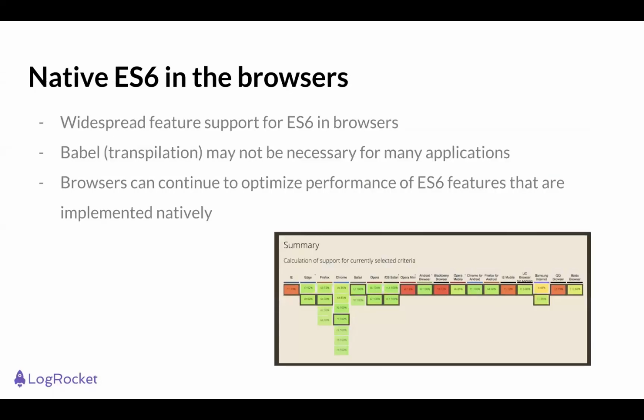And then finally, having ES6 become native in most of the browsers. This means that you won't necessarily need Babel if you're not targeting old browsers like IE. And since these features are native, the browser vendors can continue to optimize their performance, and this will just lead to increased performance for ES6 applications.